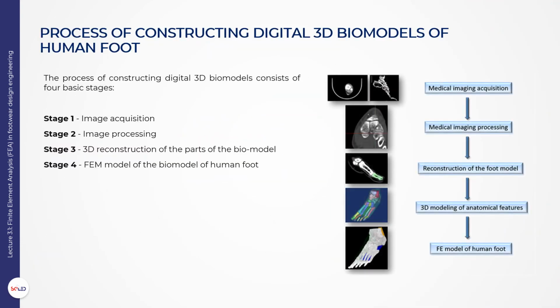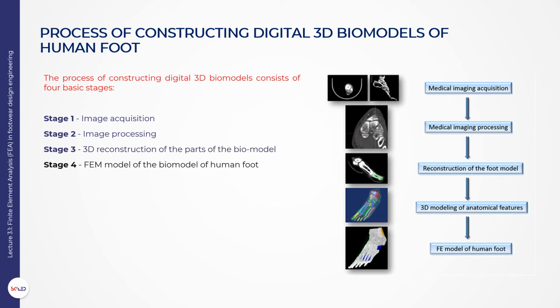Process of constructing digital 3D biomodels of the human foot. The process of constructing a 3D digital biomodel consists of 4 basic stages. Stage 1. Image acquisition. This step results in personalized images or sections with the method of computerized tomography or magnetic resonance imaging. Stage 2. Image processing. This step involves 2D segmentation to identify the areas of the image that identify the boundaries of each tissue.